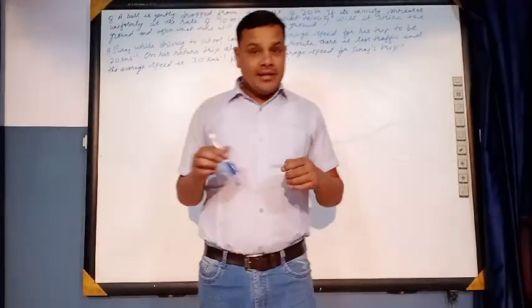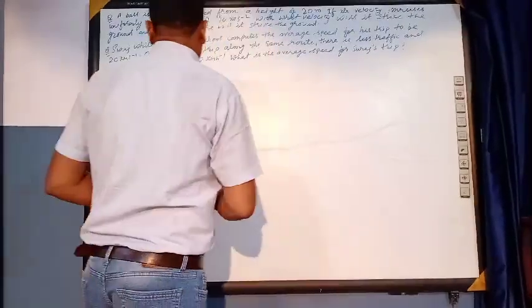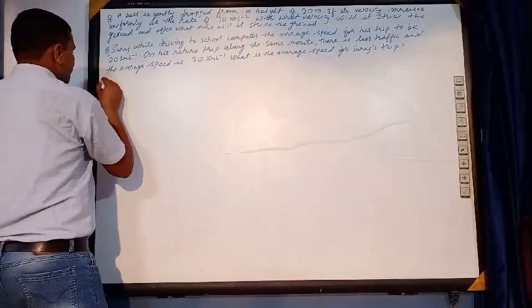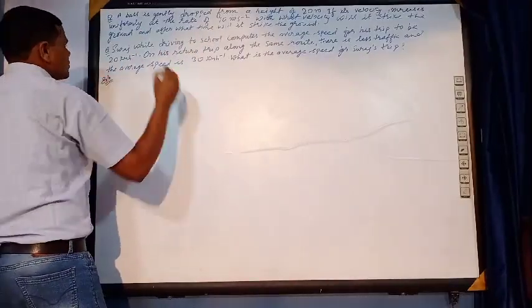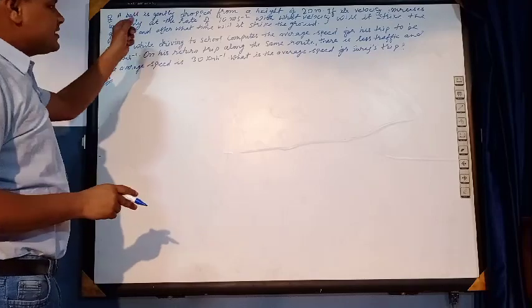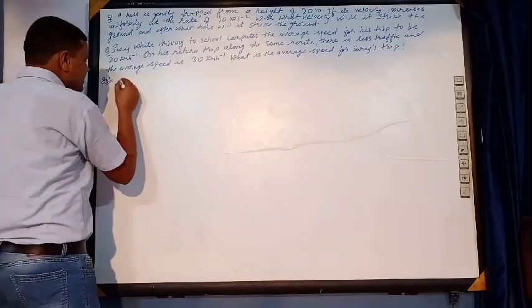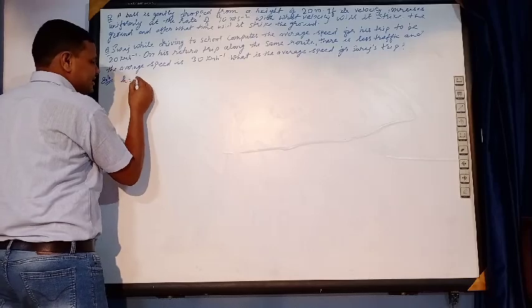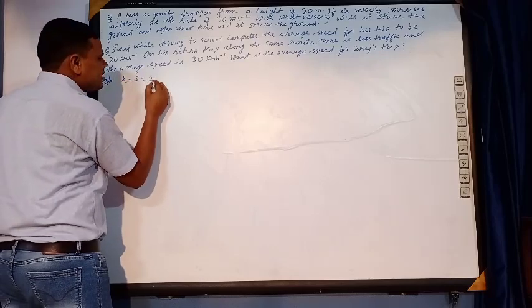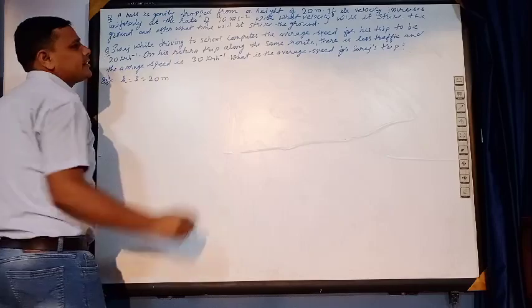Now we are having the next group of questions. Now see, first question. A ball is gently dropped from a height of 20 meter. That means in this case h, or you can say distance, is 20 meter.